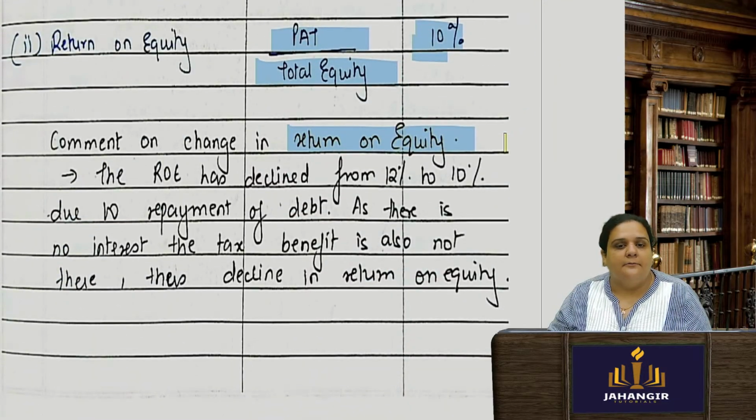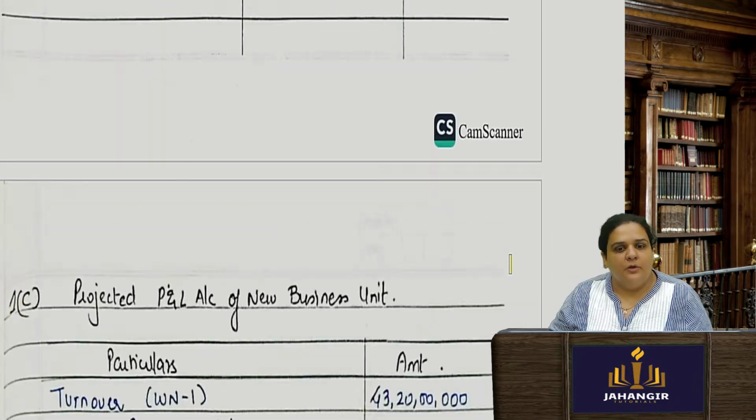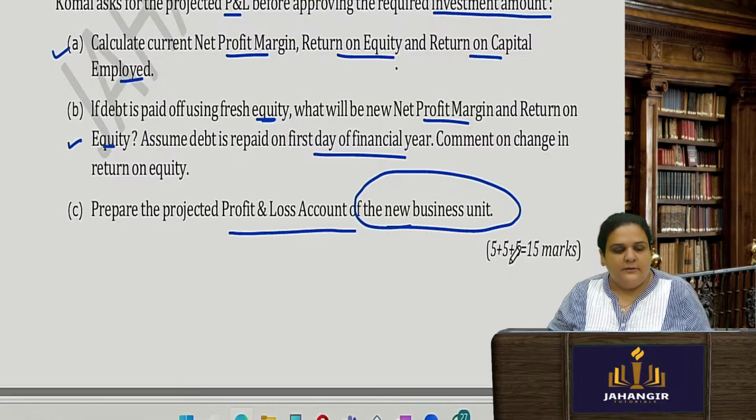That is ideal. As there is no interest, the tax benefit is also not there. Therefore, there is a decline in the return on equity. You can write in your own words whatever you feel correct. Okay. So number B is also done.